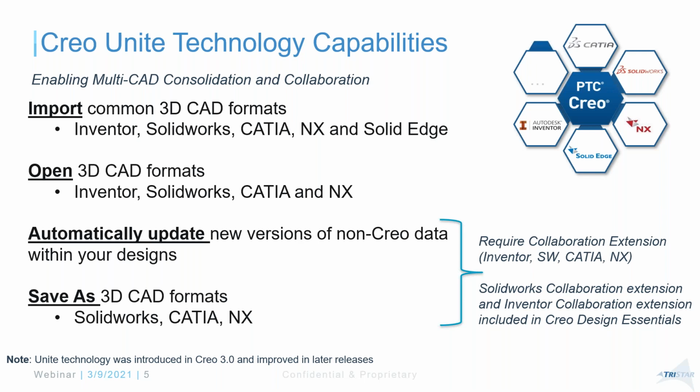So somebody's sending you a native file. It could be a SolidWorks, Inventor, CATIA, NX, or Solid Edge file, and rather than bringing in a STEP or an IGES or a neutral file, Unite technology allows you to directly open those native 3D CAD formats inside of Creo, or assemble it into your Creo assembly. It's not bringing the feature history, it is bringing the assembly structure and the geometry.